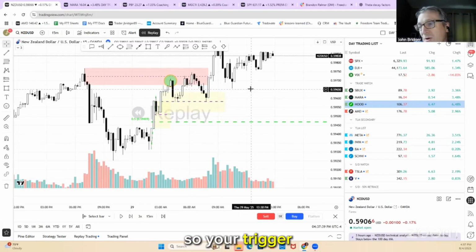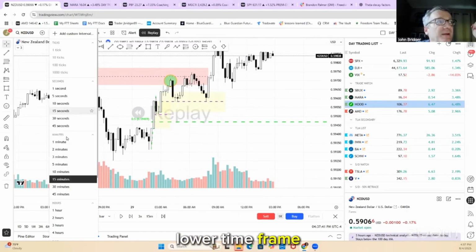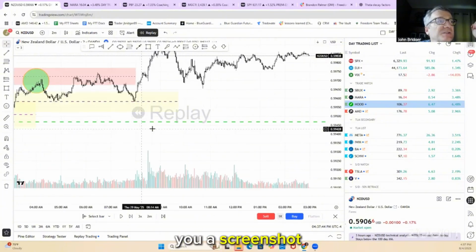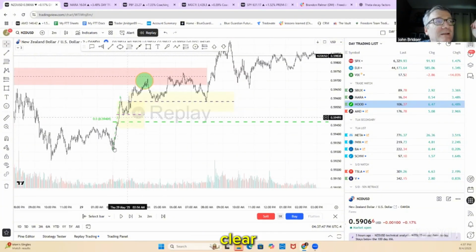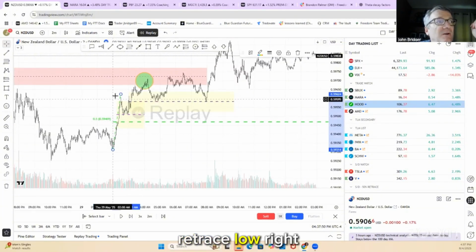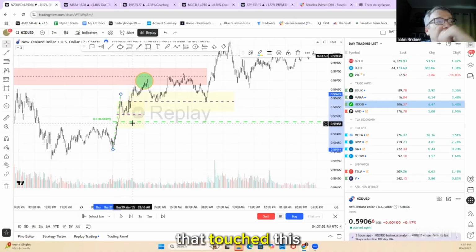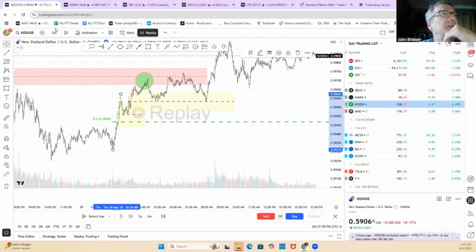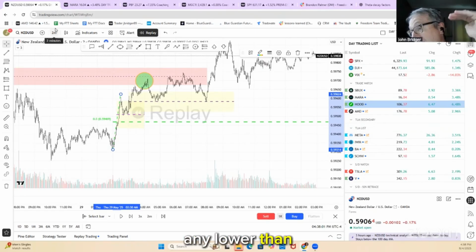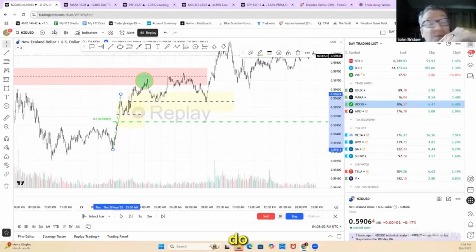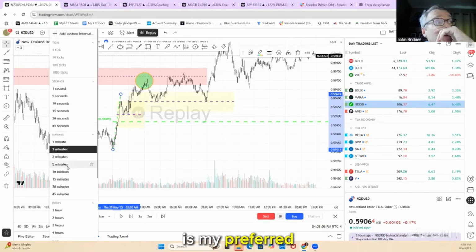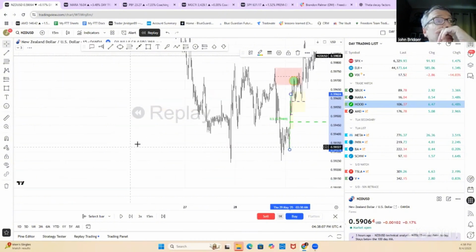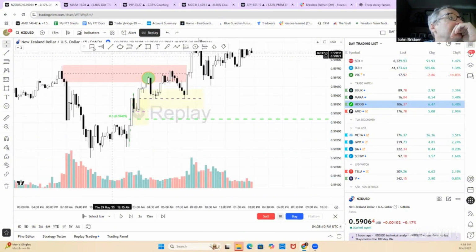So your trigger, since I don't have one in the lower time frame, and I'll send you a screenshot of this when we're done. Since I don't have a really clear 50% retrace low, I never got something that touched this to trade off of. I'm going to use what I call a higher time frame support and resistance. In this case, I wouldn't go any lower than a 5-minute time frame. 15 is my preferred time frame for this, and so I'll make a note here so you've got it.